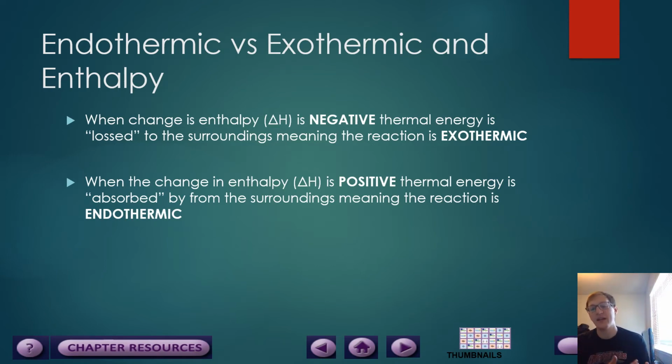So when you go back to the hand warmers, the hand warmer itself is the system, and it's giving off heat to the hands or whatever is around it. When the change in enthalpy is positive, thermal energy is absorbed from the surroundings, meaning the reaction is endothermic. Well, if it's absorbing all the heat, then everything around it is going to get cold. So this is how an ice pack works.